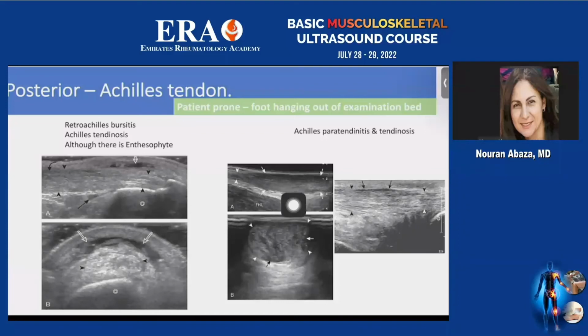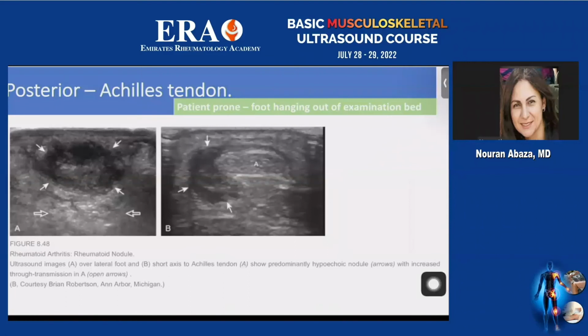Sometimes you will see the inside of the Achilles tendon as if separated from each other or exhibiting intrasubstance tears. Sometimes you will also see a rheumatoid nodule or sometimes a tophus. Here, this one is showing a rheumatoid nodule. Here, the hypoechoic part just beside the Achilles tendon. A rheumatoid nodule will appear as a hypoechoic nodule with increased through transmission below it, with a hyperechoic signal below it due to through transmission artifact.